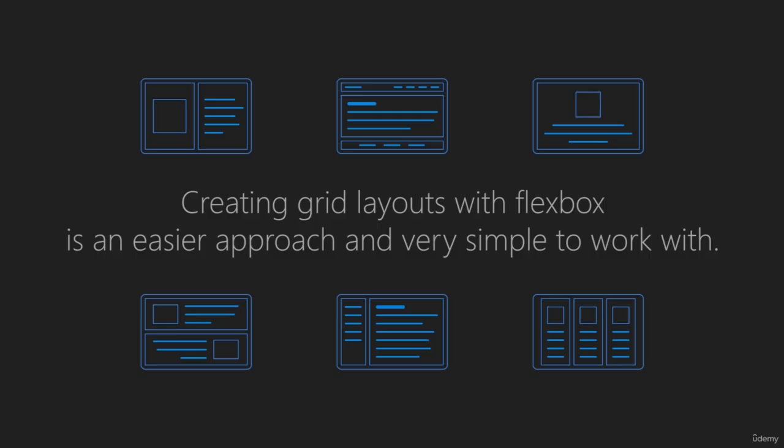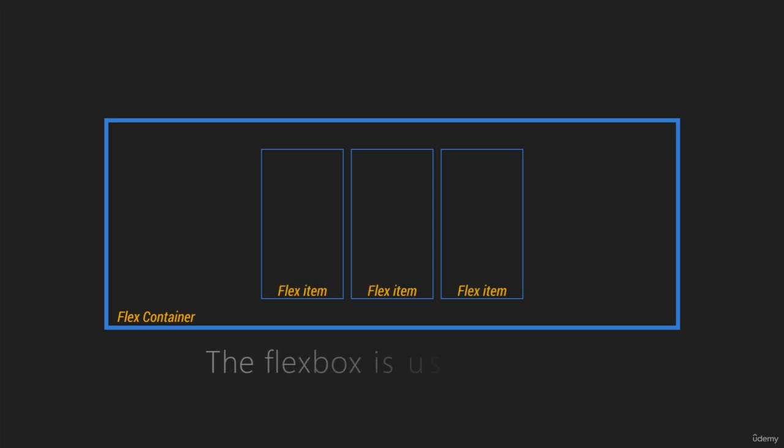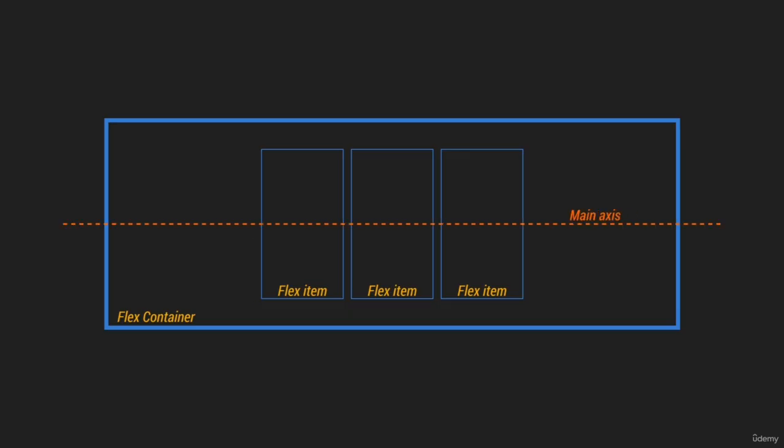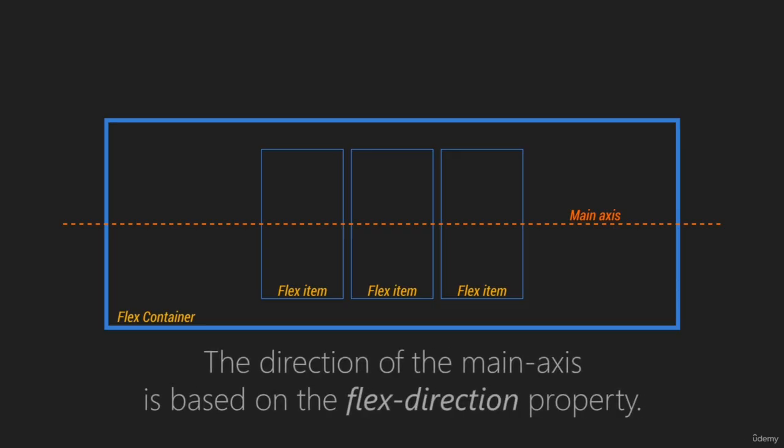Now, before we move on to the properties used with Flexbox, it's essential to understand the terminology of Flexbox first. Observe this diagram. There is a Flex container which contains 3 Flex items. The Flexbox is used for creating one-dimensional layouts. So every Flex container contains a main axis, which is a primary axis along which the Flex items are displayed. The direction of the main axis is based on the Flex direction property, which we will see shortly.